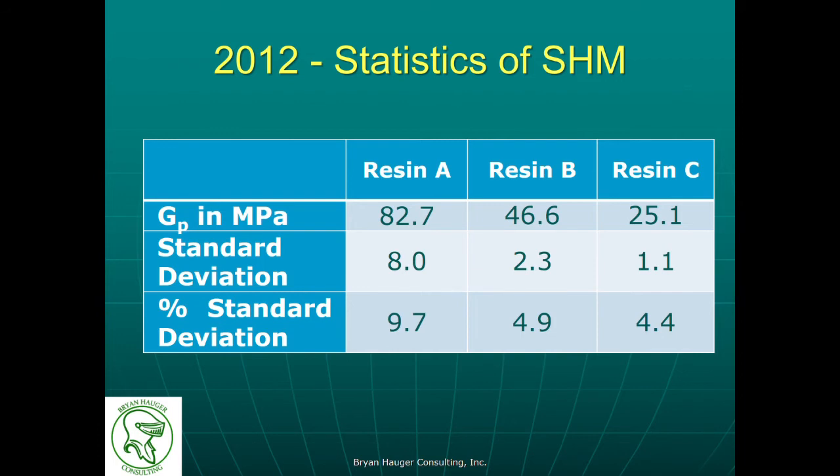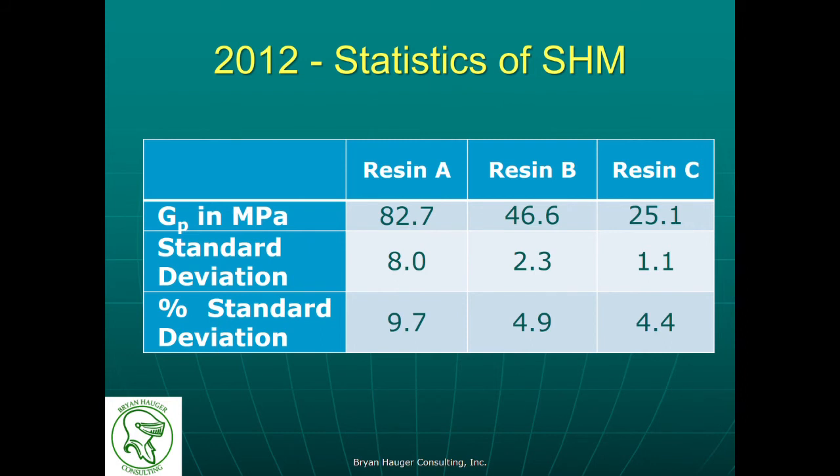The average value for strain hardening modulus is reported in megapascals, along with the composite standard deviation. In the final row, I have converted those standard deviation values into a percentage of the average strain hardening modulus. Looking at the first column for resin A, the paper also describes the exclusion of some non-compliant resin A data, which significantly reduces the standard deviation below the values shown here.